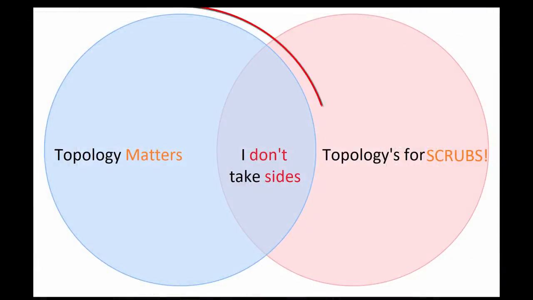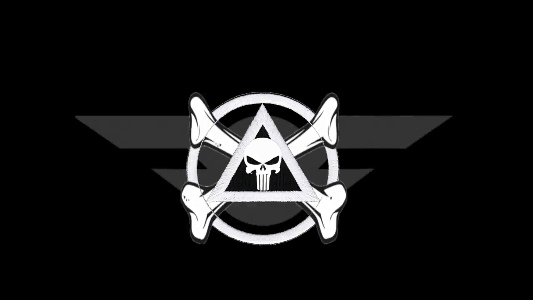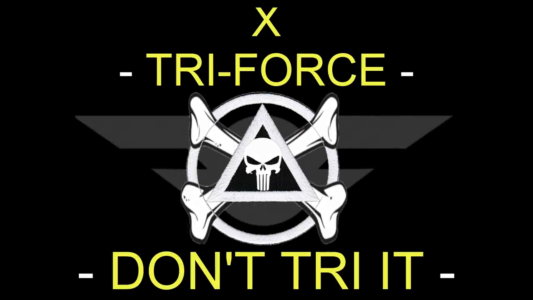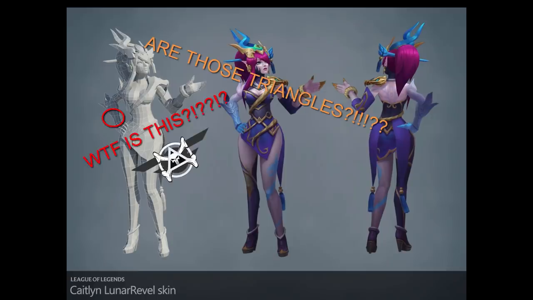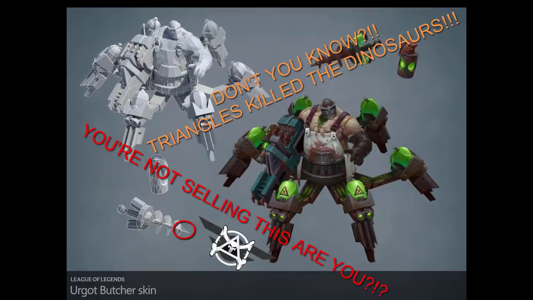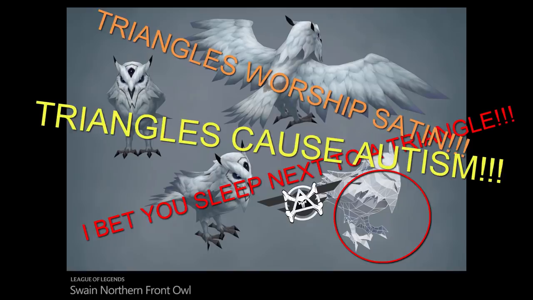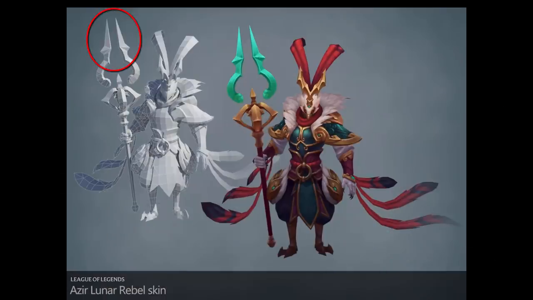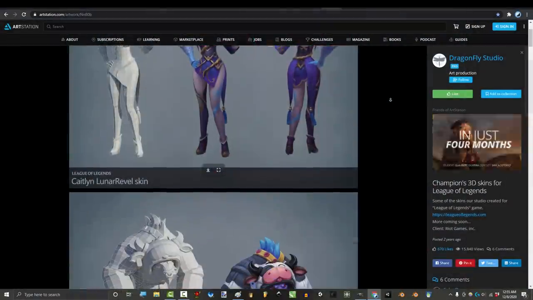Now, within this area of topology being important, there's a radical fringe vocal minority of raging anti-triangle elitist terrorist groups that I call the Tri-Police, and what they do is they look at your model and in all caps type things like, "What the f***? Bro, are those triangles? Triangles are illegal, you dipshit. Why would anyone pay money for this awful model? I might have actually enjoyed League if their topology didn't suck so much ass. Jeez, man, those triangles really ruined the play experience, bro." Yes, those are real people.